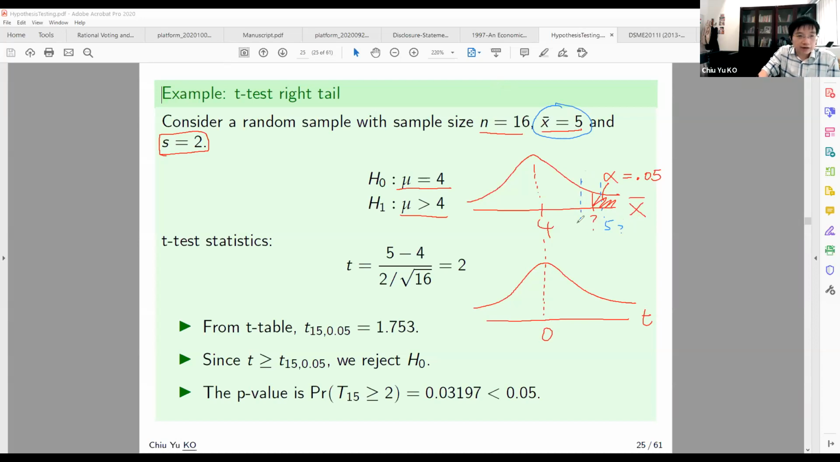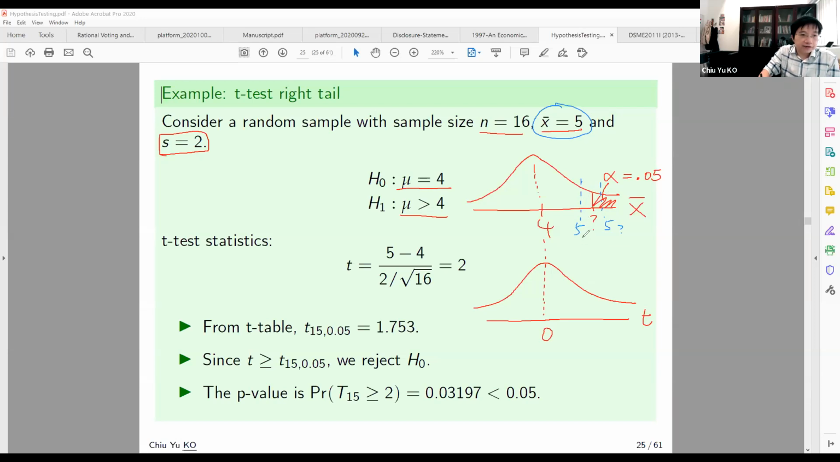Then you will reject. If 5 is outside this extreme region, then you would not reject. You do not reject if this is here. So now let's see whether 5 is this or that, or look at whether the area at 5 is more than alpha or less than alpha. So let's see 5.